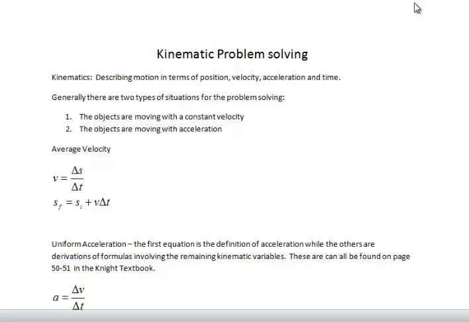Kinematics is describing motion in terms of position, velocity, acceleration, and time. There are generally two types of situations for problem solving. Number one, the objects are moving with a constant velocity, and number two, objects are moving with acceleration.